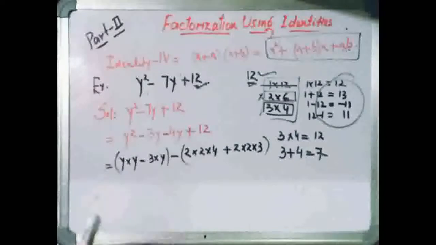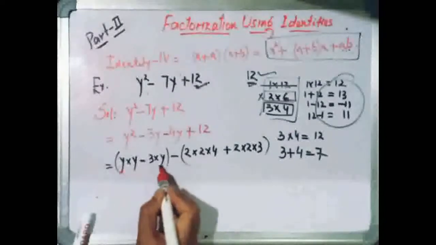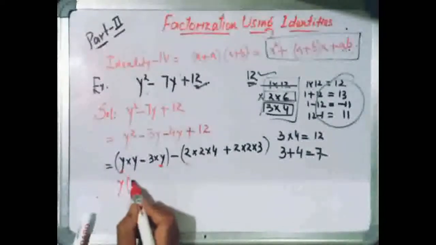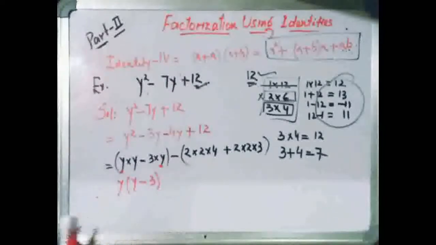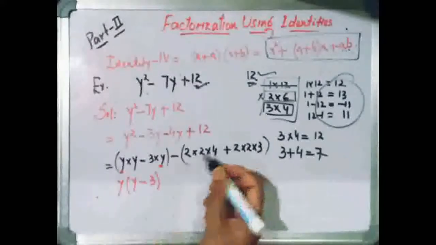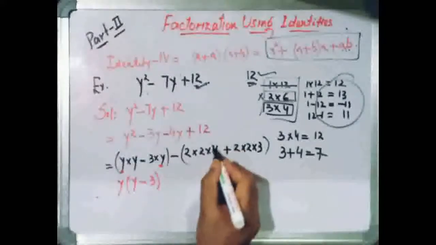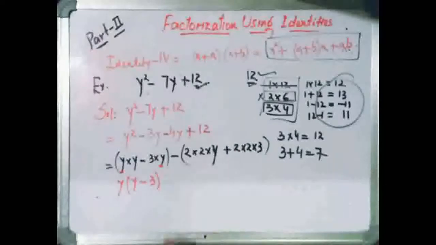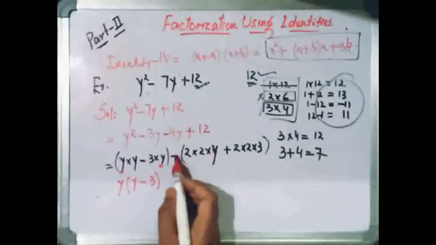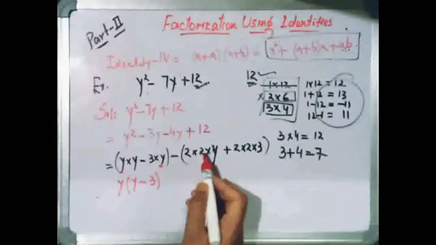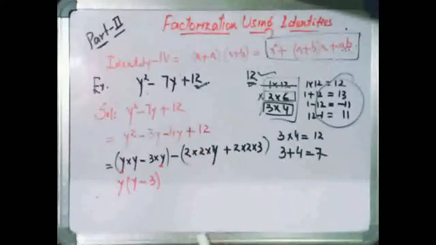Now here y is common. Take y as a common factor; here will remain y minus 3. Now here, let's take this minus out. It's minus 4 into y, plus 4 into 3.